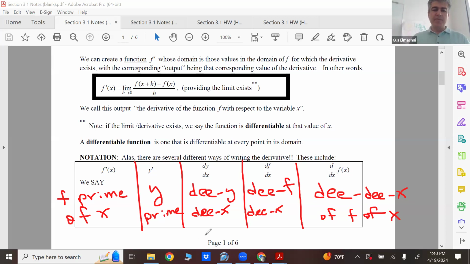We call this the derivative. Okay, we call this the derivative. The derivative is simply an instantaneous rate of change.